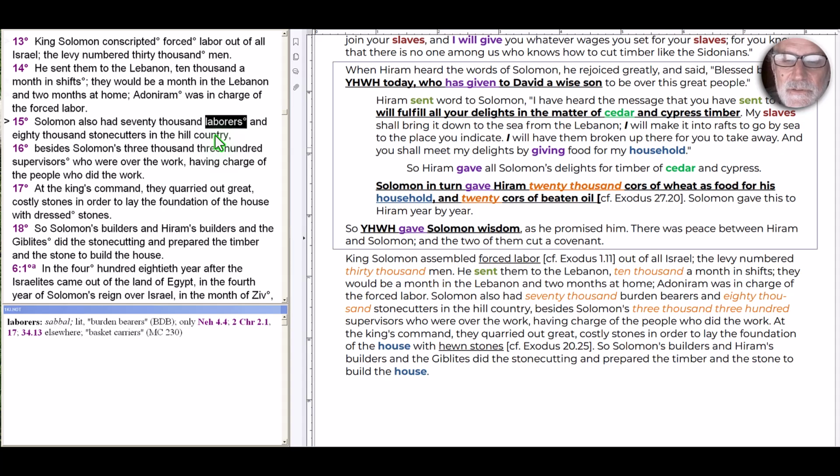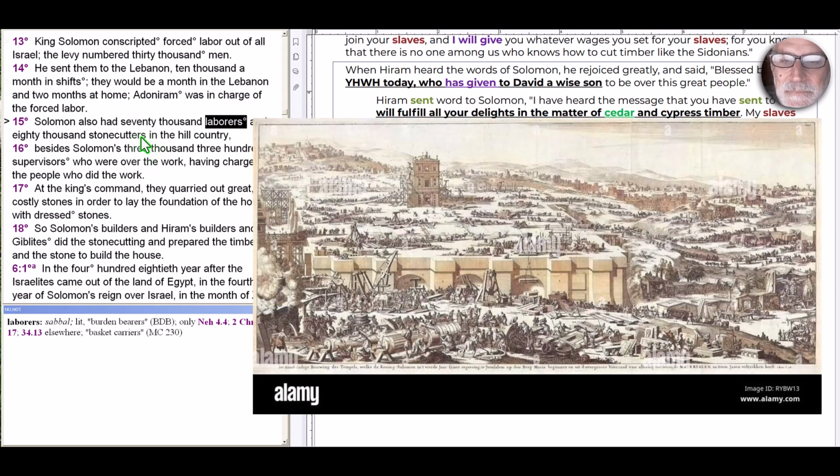And we'll see in the description just how large they're described in terms of cubits. So 70,000 of those 80,000 stone cutters. It's really hard to imagine that. But when you look at this picture from the 1700s, you can see some sense of at least an artistic image of how widespread all this work was.